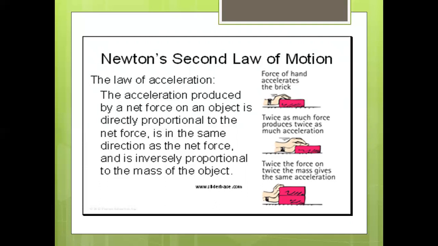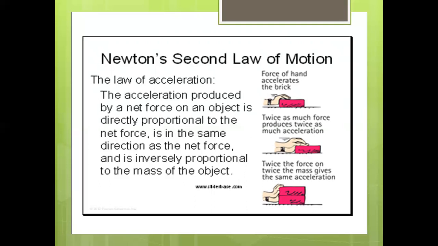So if unbalanced forces are acting on a body, it means that the resultant force is not zero. There is some resultant force acting on the body. And if there is some resultant force, that is going to change the speed of the body. Either the speed will increase or the speed will decrease. If the speed is increasing, the body will be accelerating. And if the speed is decreasing, the body will be decelerating.